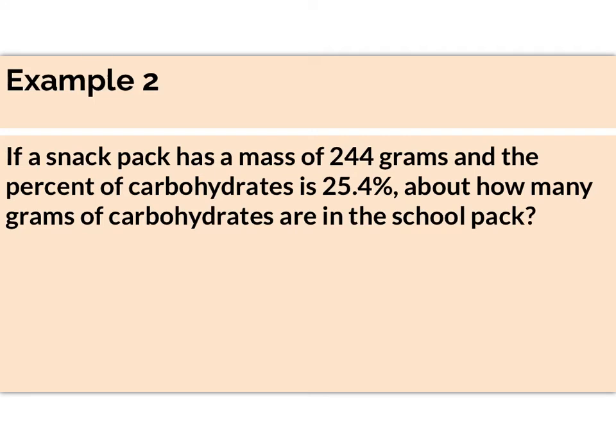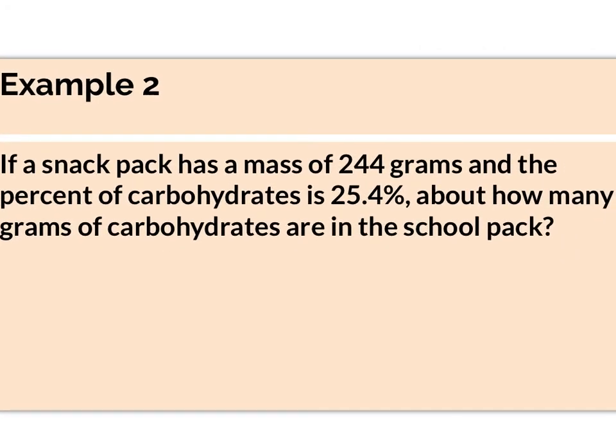Okay, so let's look at our next example. A snack pack has a mass of 244 grams and the percent of carbohydrate is 25.4%. How many grams of carbohydrates? So we're going to have to multiply these two numbers. So 25%. We're going to round 244 to a nice round number of 250. We could have rounded to 240, but I think 250 and 25 are easier to deal with.